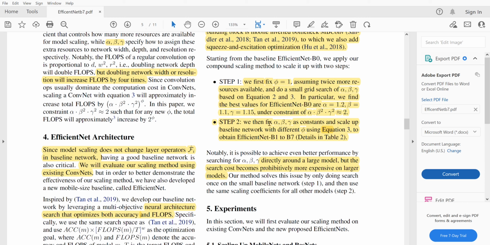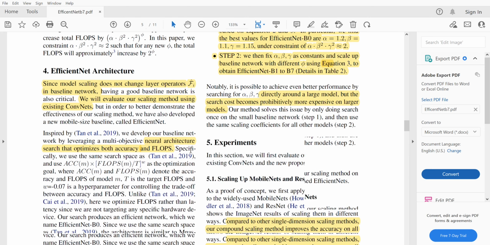Scaling up dimensions, network depth, and resolution improve accuracy. That is our observation. Now let's go back to this thing. I think there's no need.